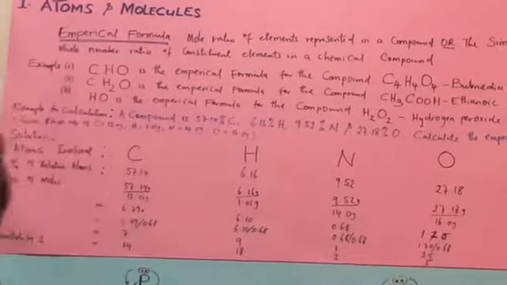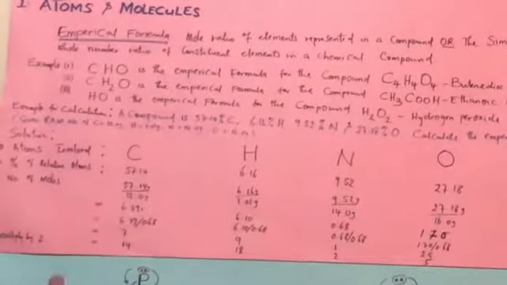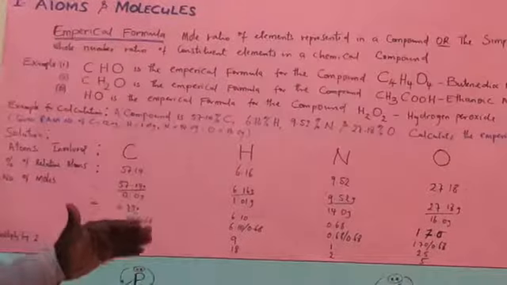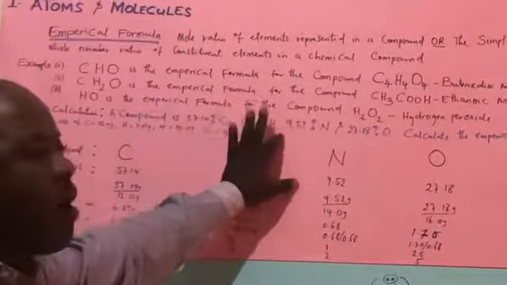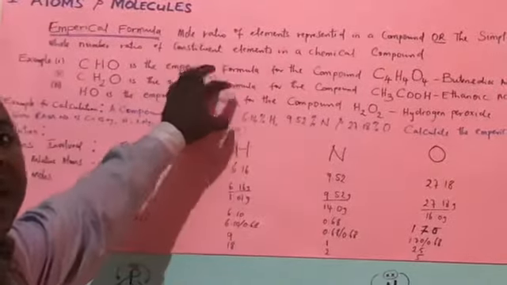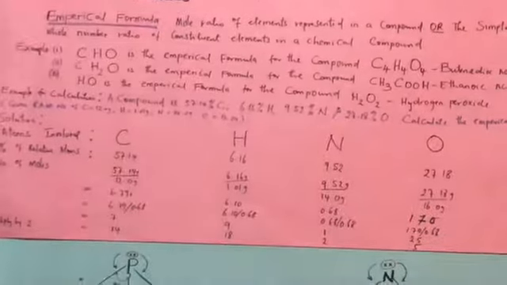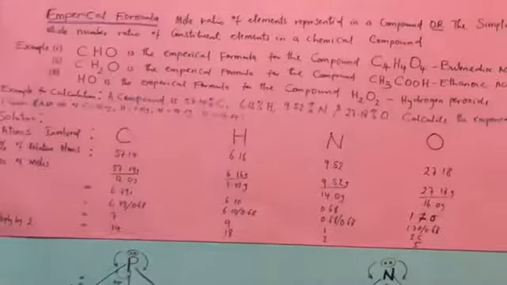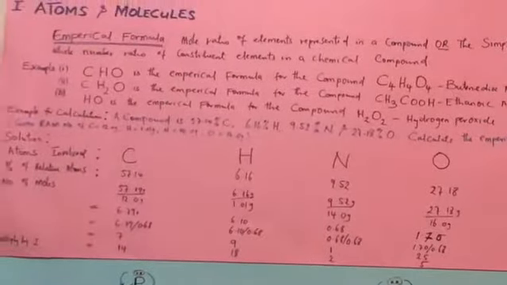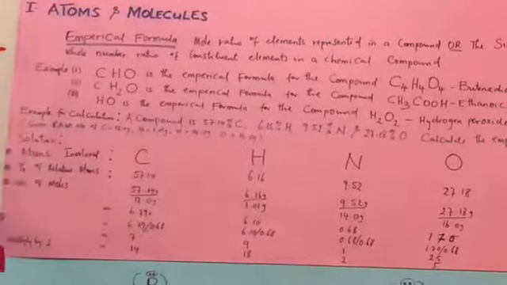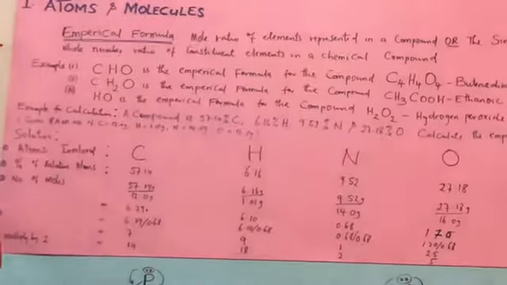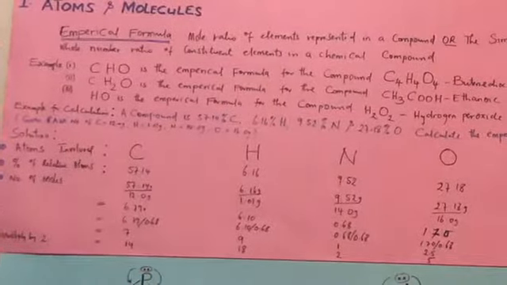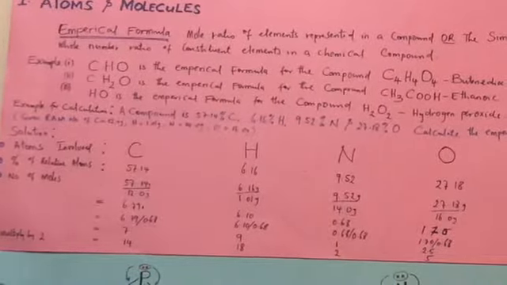The element represented in this compound. In order to have a number of moles, we have to divide. We must assume that the total number of grams of all these elements here is 100. We must assume that the total mass present here is 100 because they have been given in percentages. We must assume it's 100 gram. If it is 100 gram, therefore, to have a number of moles, you must divide the given mass by the molar mass.